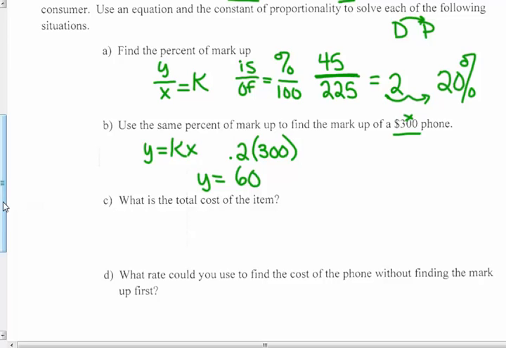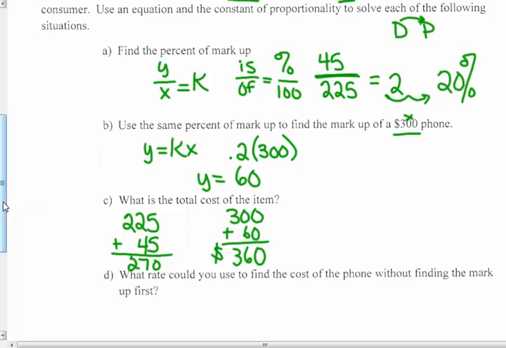Oh, that's letter C. What is the total cost of the item? Well, I'm going to do both items. If it's the $225 phone that they marked up $45, that total cost would now be $270. If it was the $300 phone and they marked it up $60, that same 20%, it would cost the consumer, me, who wants to buy it, $360. So I actually did both phones there.